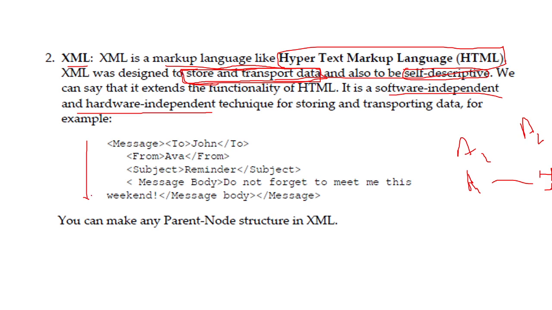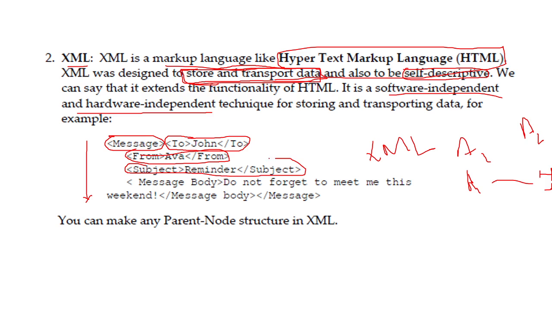This is a simple piece of code which is an example of XML. See here, it is self-descriptive. It is saying that you are talking about a message object, and "to" is an attribute of the message. "From" is one of the attributes of the message, and "subject" is another attribute of the message, and the message body is another attribute of the message. Finally, you are ending the message object.